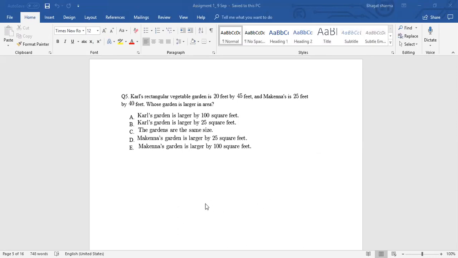Carl's rectangular vegetable garden is 20 feet by 45 feet. So its area should be 900 feet, I mean 900 feet square. And McKenna's vegetable garden should be 1000 feet square, which is 25 into 40. So McKenna's garden is larger by 100. Okay, so I think that one was the simple one.